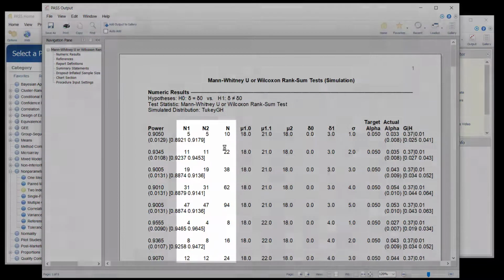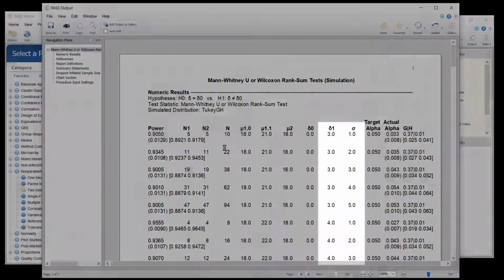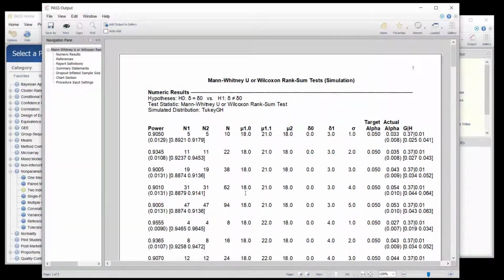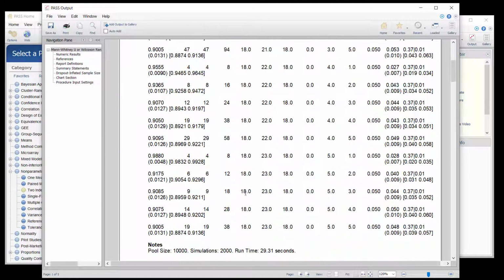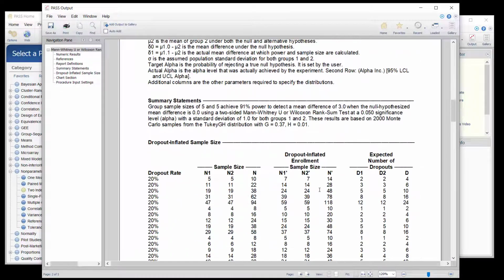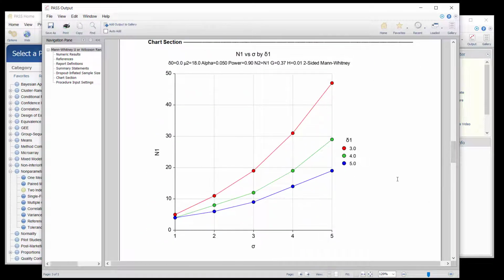The numeric results section shows the needed sample sizes for the various parameter combinations. The sample size chart shows the effect of the presumed difference and the assumed standard deviation.